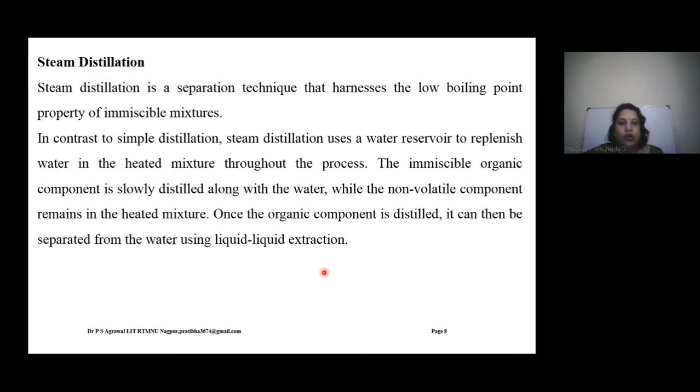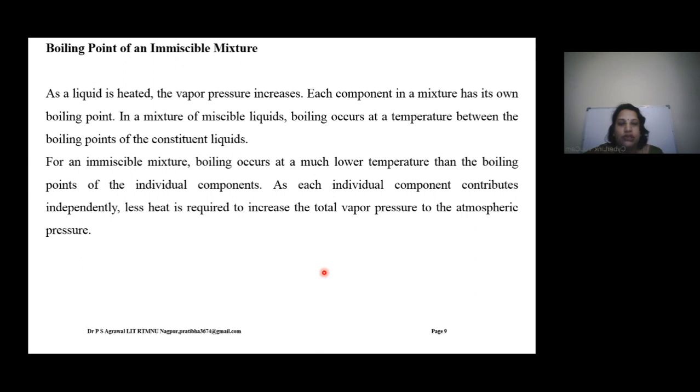So we will see the boiling point of an immiscible mixture. As the liquid is heated, vapor pressure increases. Each component in the mixture has its own boiling point. In a mixture of miscible liquids, boiling occurs at a temperature between the boiling points of the constituent liquids.